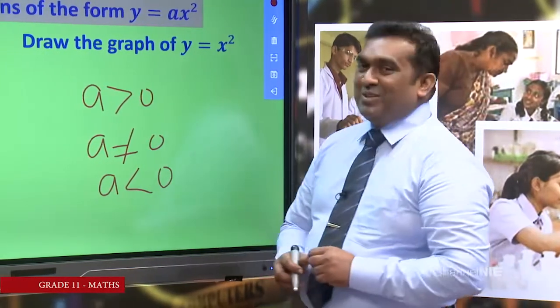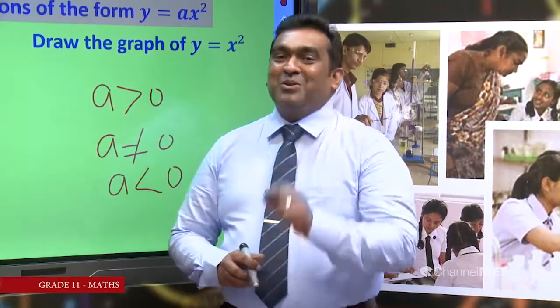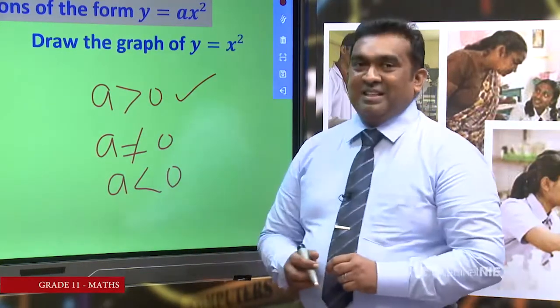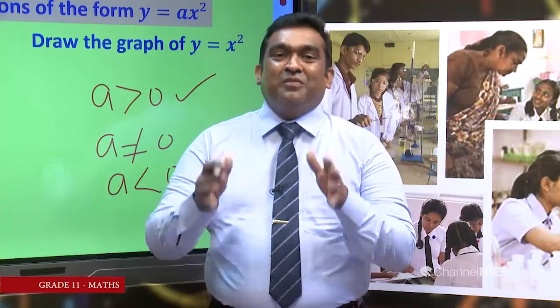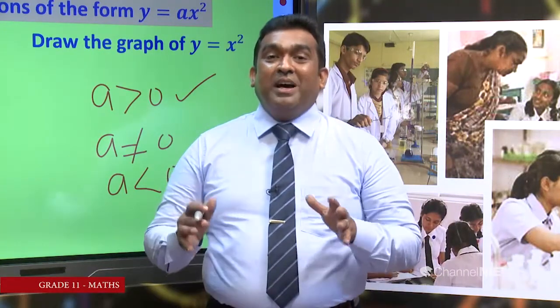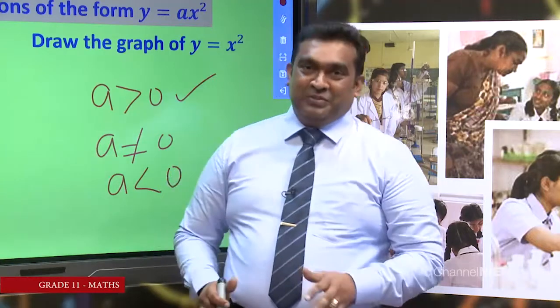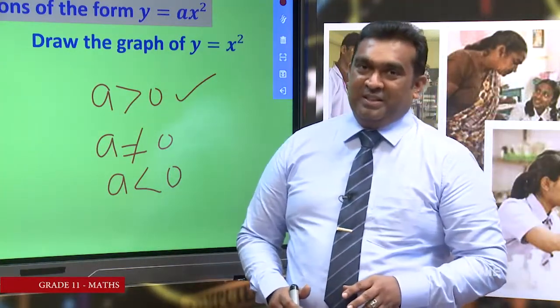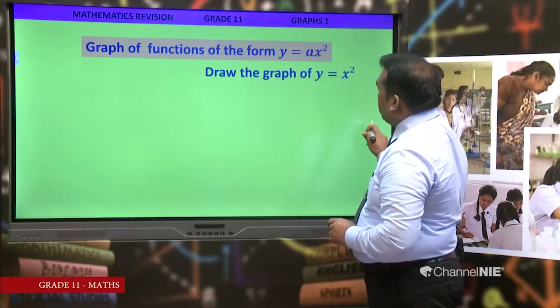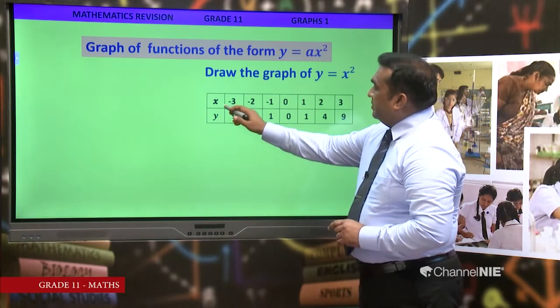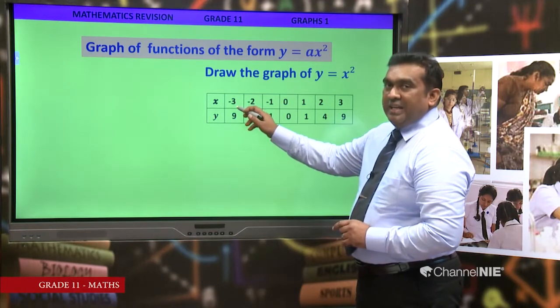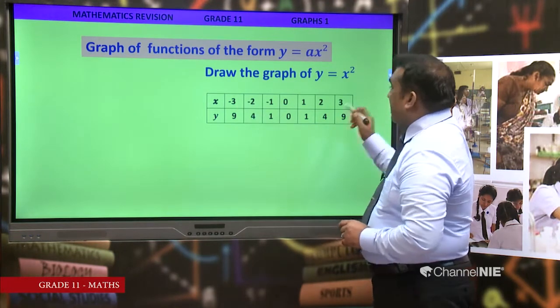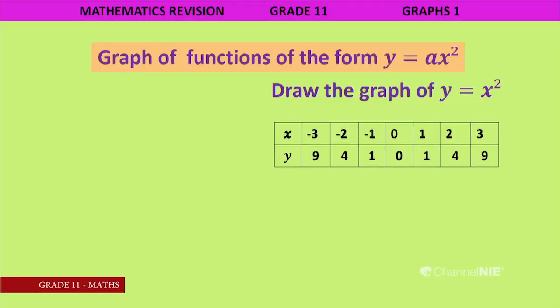We consider y equals x squared. It means a equals 1. This case. When the coefficient of x squared is positive, we are going to find out the shape of the graph. Okay, we will see it. Here x has a range from -3 to +3. This is the range of x, -3 to +3. Using this range, we want to find the values of y. How to get it? Substitute.